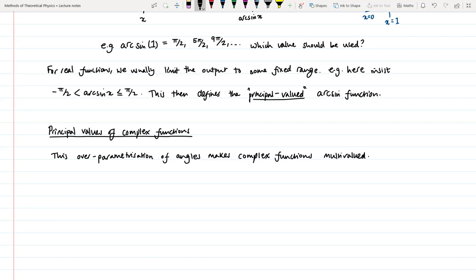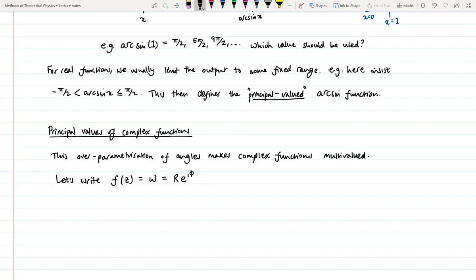In topic 1, we looked at the example of the nth root of a complex number, and we saw that the overparameterization of the argument of a complex number means that there are multiple roots for a complex number. To make our discussion more concrete, let's consider a complex function. So let's write some complex function f of z. Now let's write the output of this complex function as a complex number w, and let's write that complex number in modulus argument form.